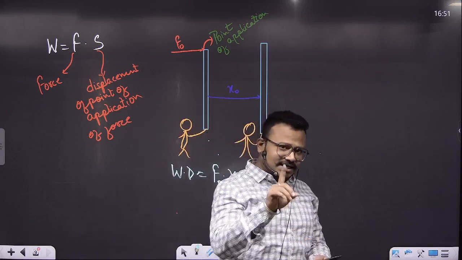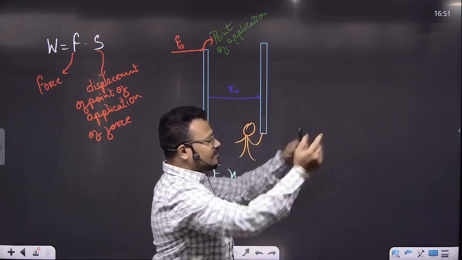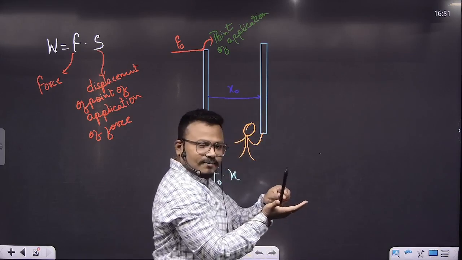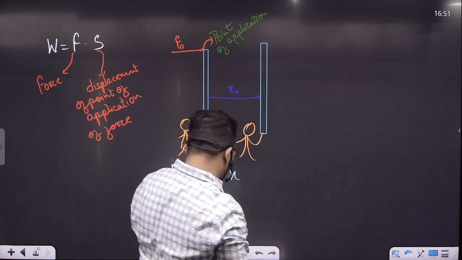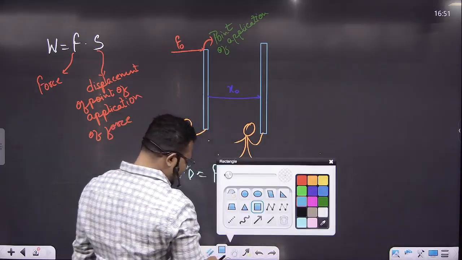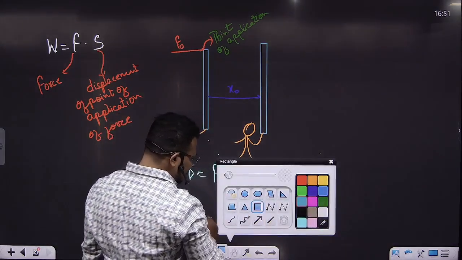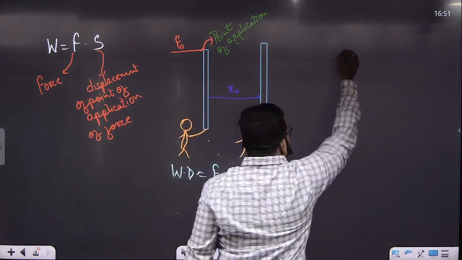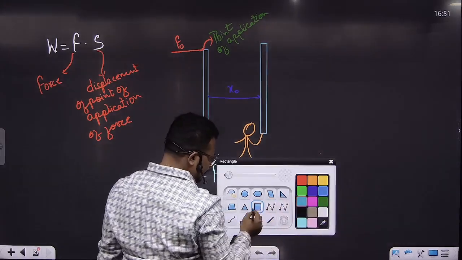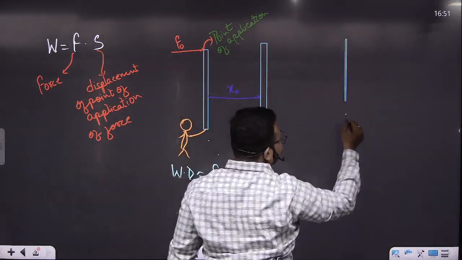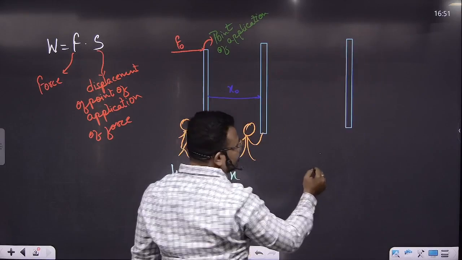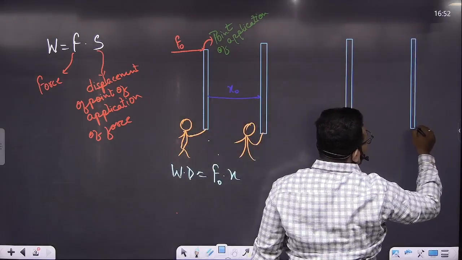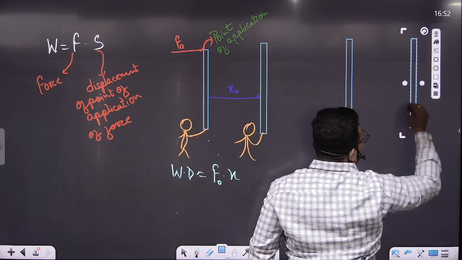But consider one situation I am creating in front of you: I am moving and the rod started falling like this. Are you able to understand? The rod started falling like this. Initially it was like this, and after that it became like this.